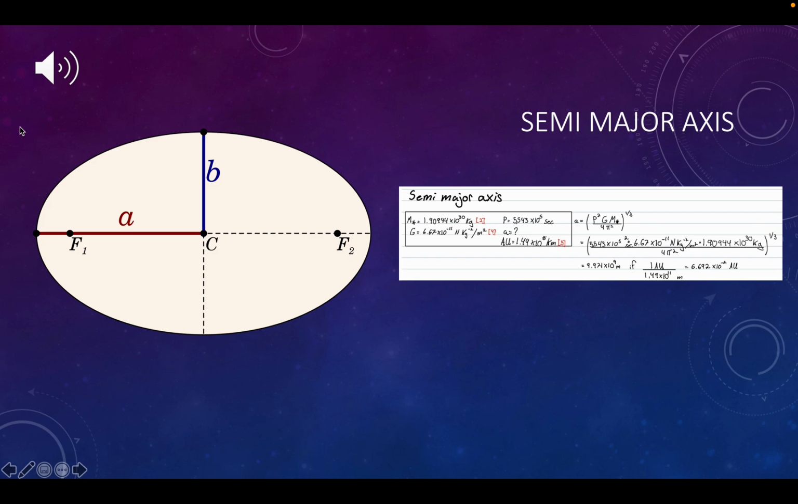As you can see on this picture, the variable a that represents the semi-major axis is defined as 1/2 of the major axis of an ellipse, on which the planet rotates around its solar source. That being said, it means that it does not necessarily represent the distance between the planet and the star. In our case, the value that we found by calculations was approximately 0.0669 astronomical units.